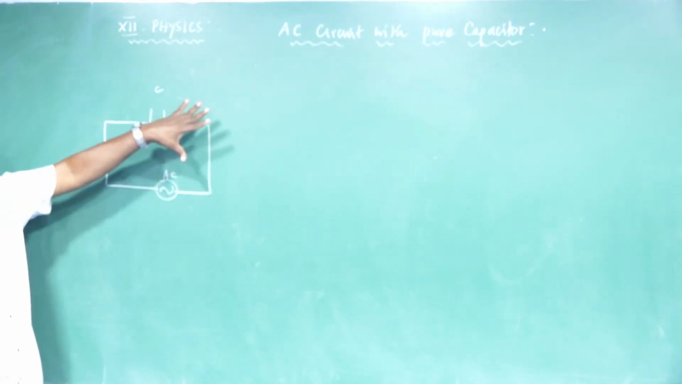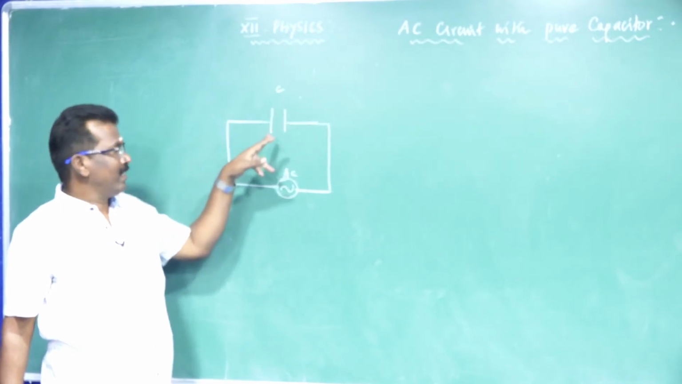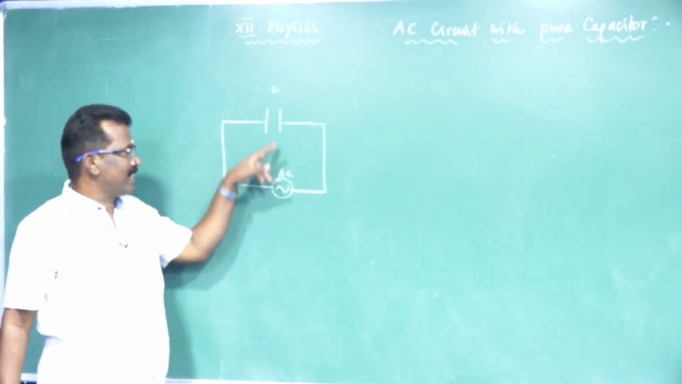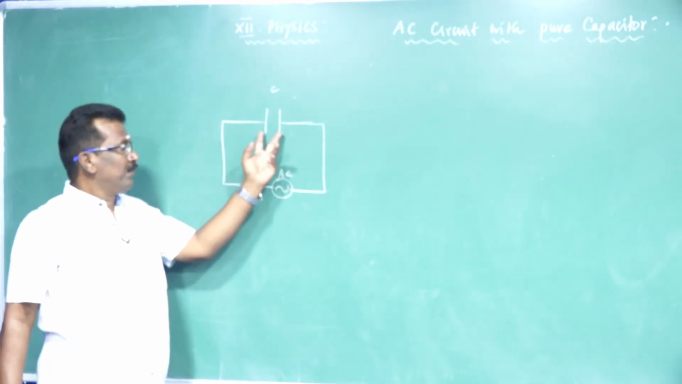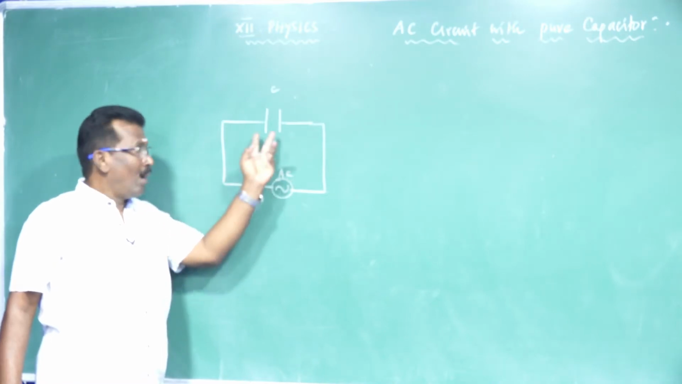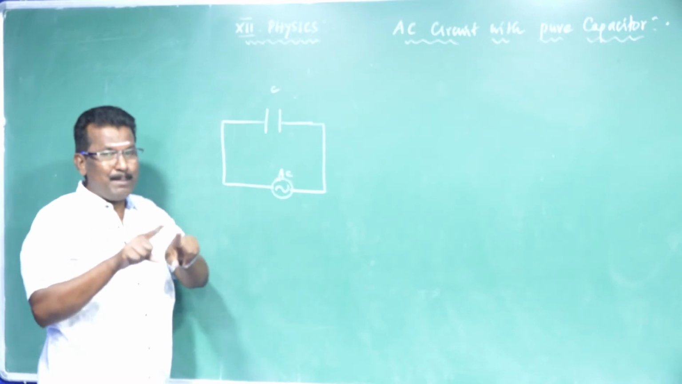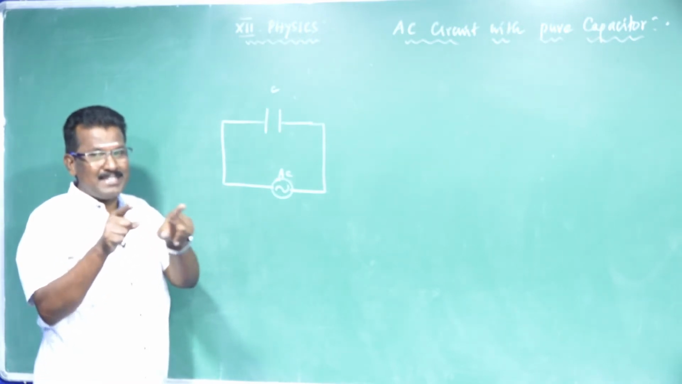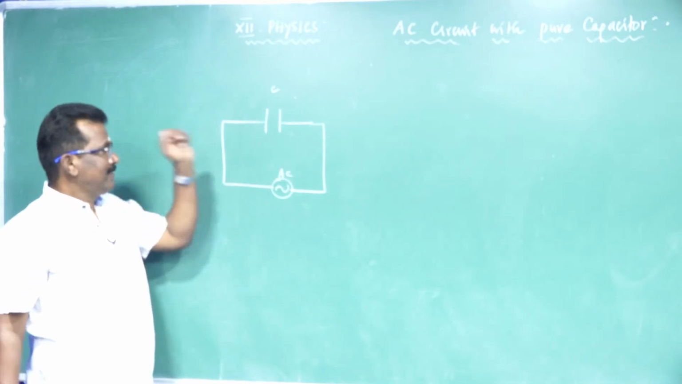Our aim is to discuss what the phase difference is between current and voltage across the capacitor when the AC is connected to it. That's our main aim. When a pure capacitor is connected to AC, what happens to the current and voltage? Are they in the same phase or out of phase? Is there any phase difference? Okay, this is a capacitor.